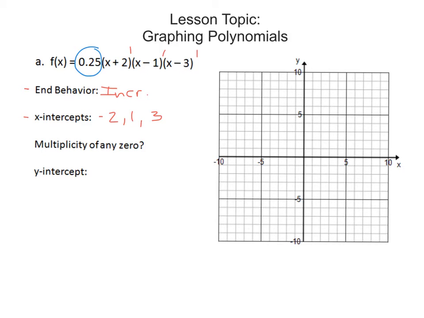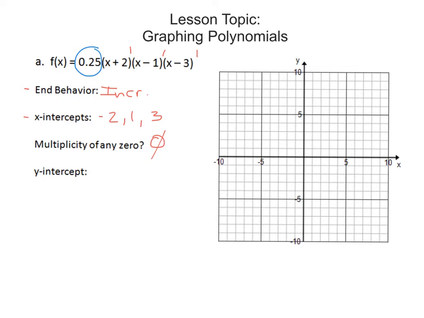Alright, the next question is multiplicity of any 0. Multiplicity means a double 0 or a triple 0, etc. And what we're going to notice here is that since this is a 1 and a 1 and a 1, each factor, and therefore each X-intercept, is a single 0. So there's no multiplicity, there's no double zeros, no triple zeros to pay attention to.